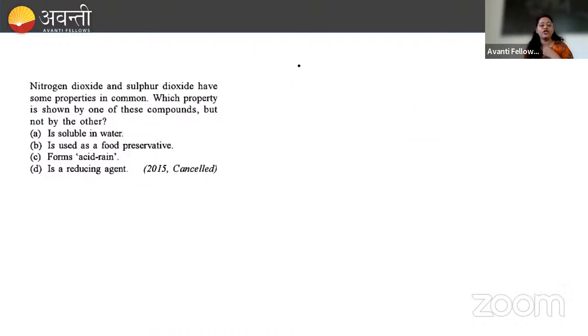Okay, next problem. Nitrogen dioxide and sulfur dioxide have some properties in common. Okay, NO2 और हमारा जो SO2 है, उन दोनों की जो properties है वो somewhat common है. Which property is shown by one of these compounds but not by the other? So हम लोगों को 4 options दिए हुए, उनमें से which property is shown by one compound but not by other? So first one is soluble in water. Second one is used as a food preservative. Third one is a form and acid rains. Fourth one is a reducing agent. So here, one property which can be shown by one compound but not by other is this one, option B. Okay, this one is the correct answer.